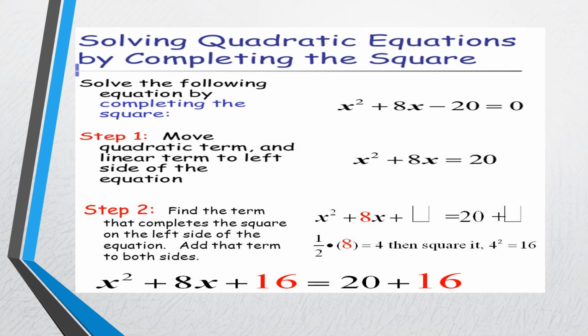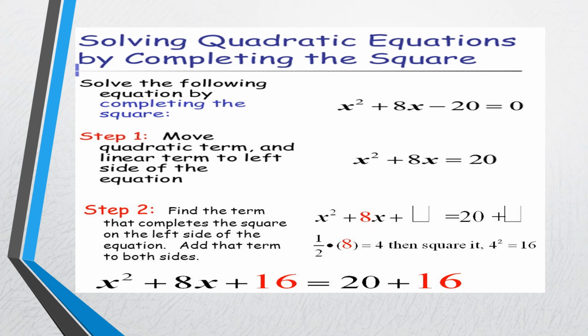Step number 1, move the quadratic term and the linear term to the left side of the equation. So x squared plus 8x minus 20 is equal to 0 becomes x squared plus 8x is equal to 20. 20 or positive 20 because you transpose. The negative 20 become positive 20.